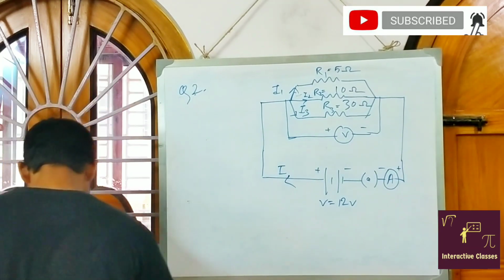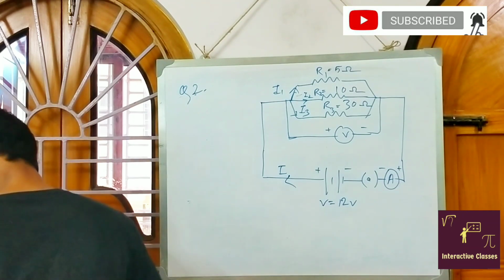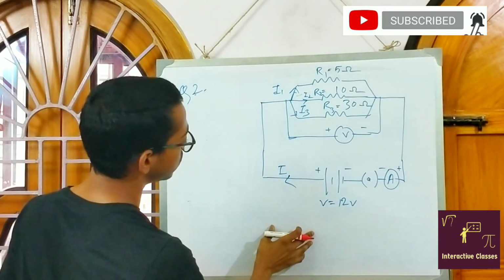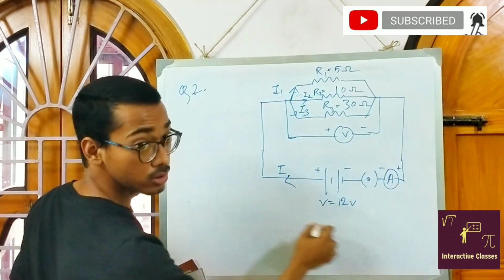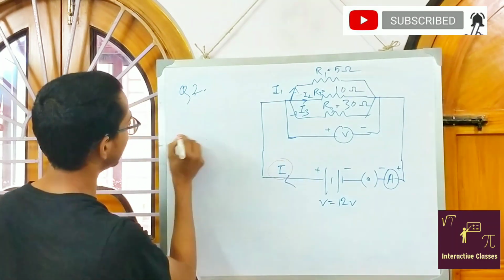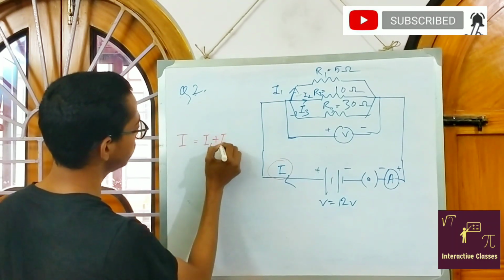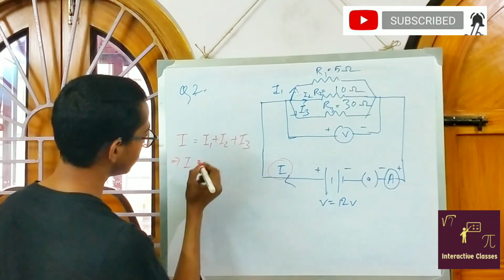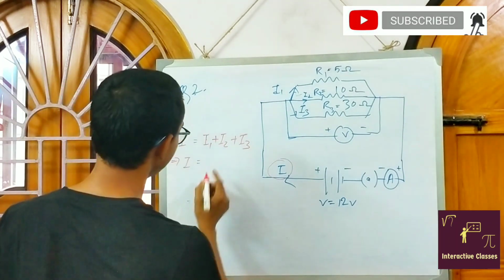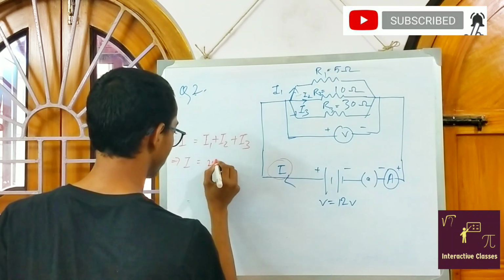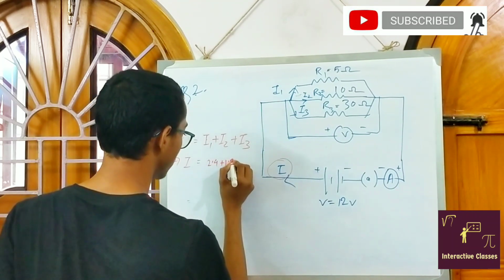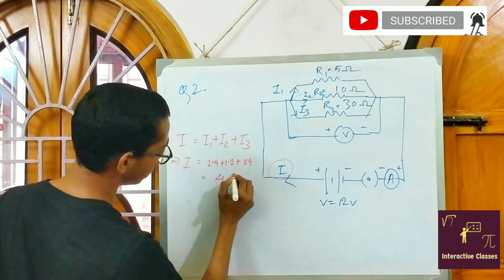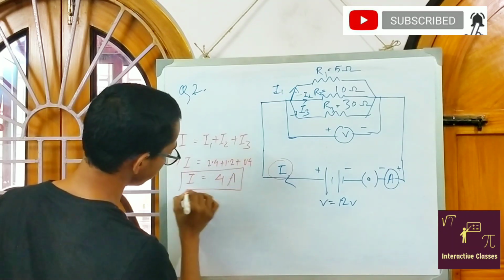Now the second part. The second part asks: what is the total current flowing in the circuit? That means we have to find I. So I is equal to I1 plus I2 plus I3. We have already found the values of I1, I2 and I3 for the parallel connection. The first one is 2.4, the second one is 1.2 and the third one is 0.4. If we add all these, we get 4 ampere. That means the total current flowing in the circuit is 4 ampere.